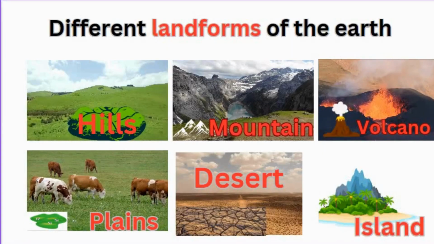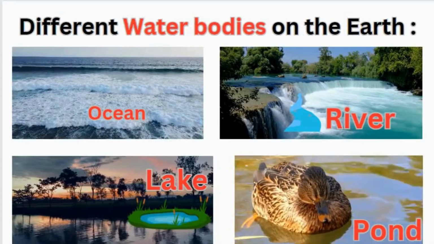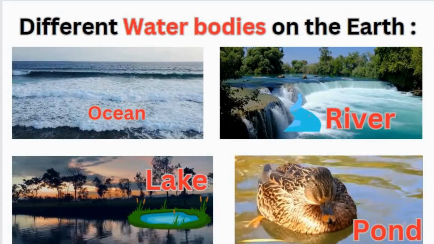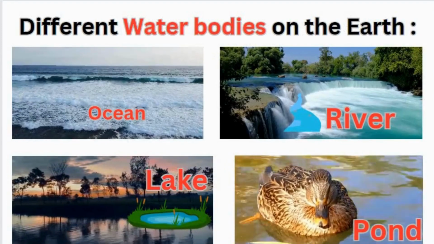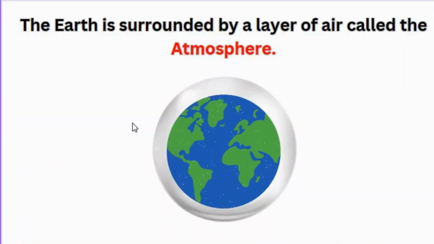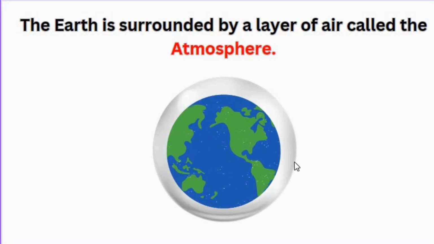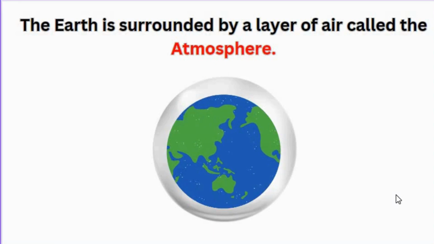We have seen the different landforms of the earth and different water bodies on the earth. So different landforms and water bodies are natural things of Earth. Now what is atmosphere? The Earth is surrounded by a layer of air called atmosphere.